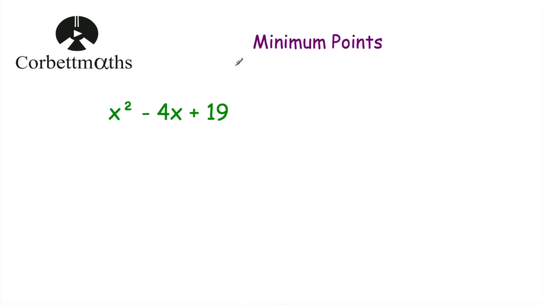In this video we're going to look at the GCSE Further Maths topic of completing the square, and how we can use completing the square to find the minimum point of a quadratic graph, but also how to find the minimum value of functions. So that's what we're going to look at in this video.